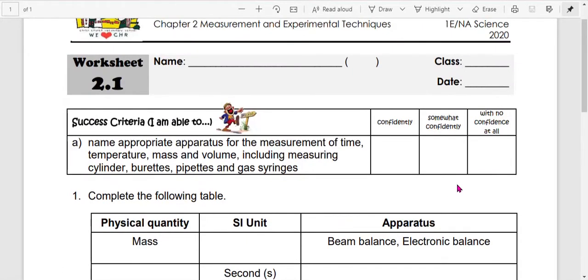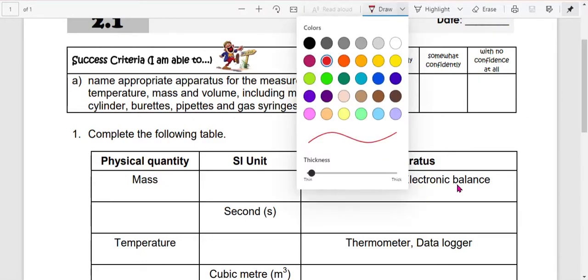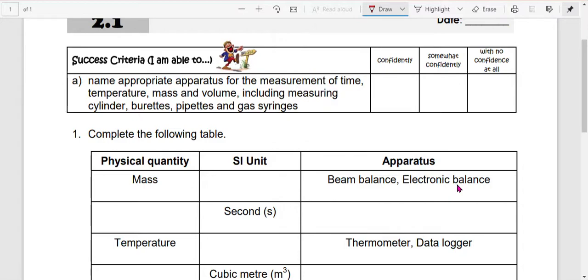Okay, we're going to go through worksheet 2.1 now. So let's look at the questions here. Let's start off with the first one. Let me change my ink to the red color ink. Okay, now good. So complete the following.